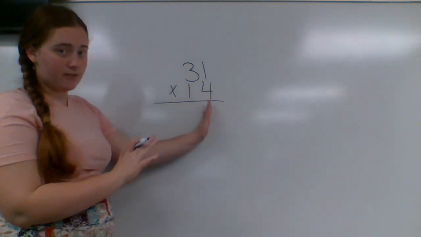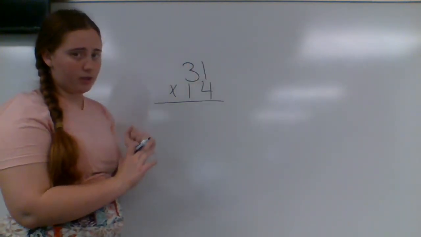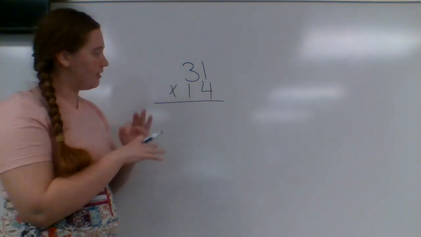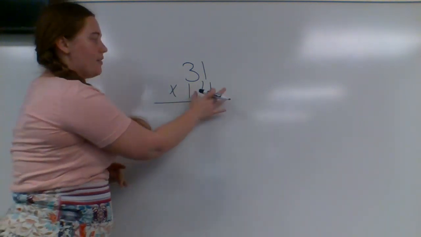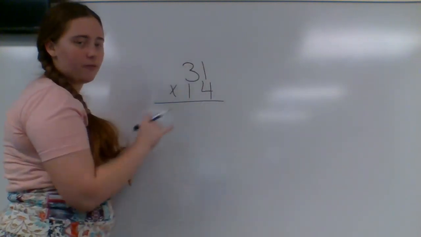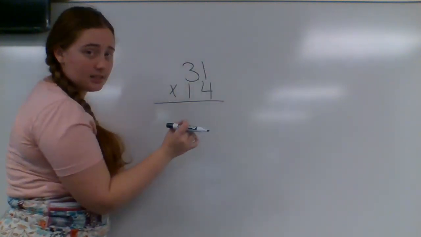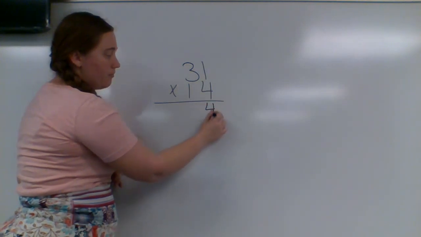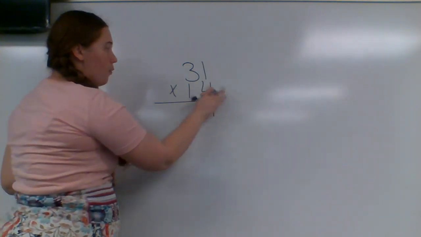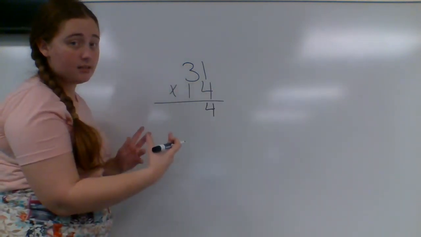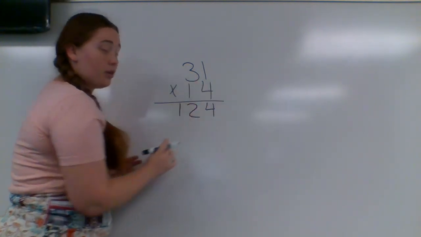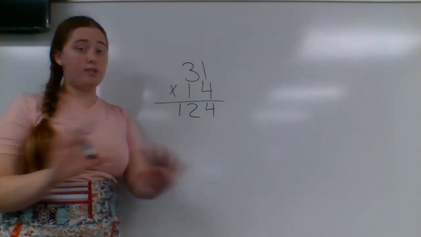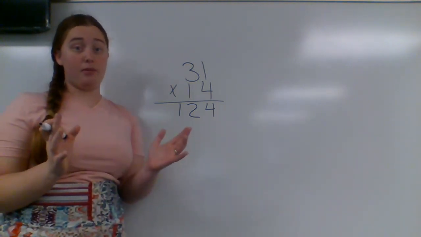We're just going to focus on this 4 and this 31 and multiply it like that 1 is not even there. Okay, so we have this 4 times 31. We'll start off with our ones place. 4 times 1 is 4. We know that. 4 times 3 is 12. So that's our first step. We're done with about a third of the problem.